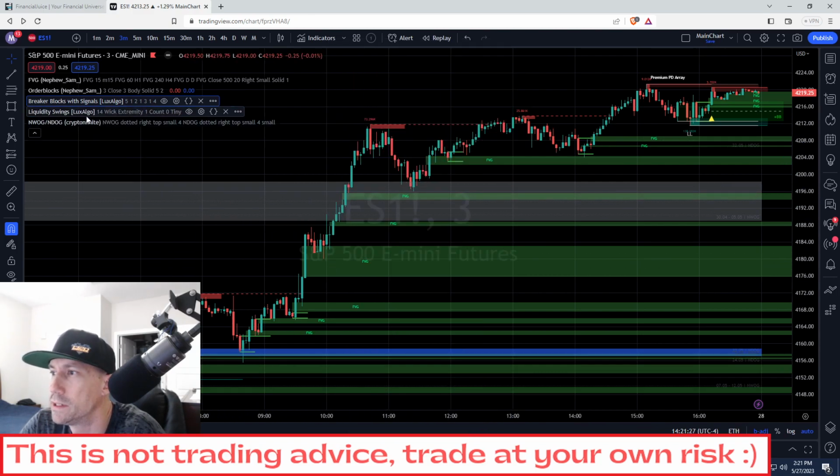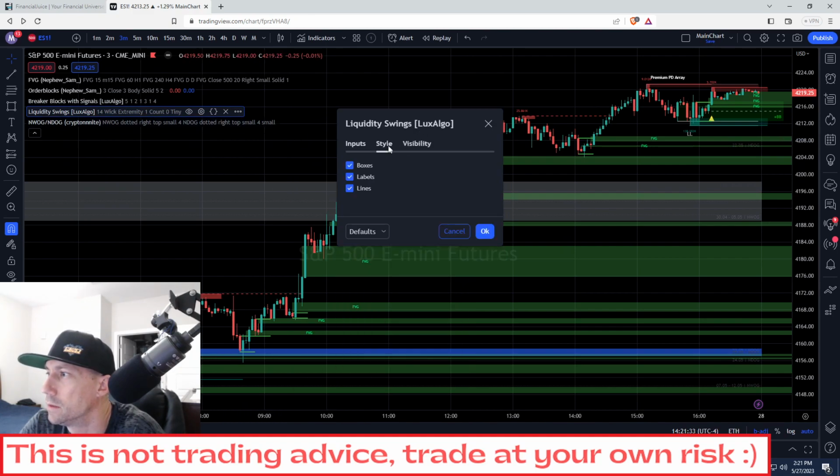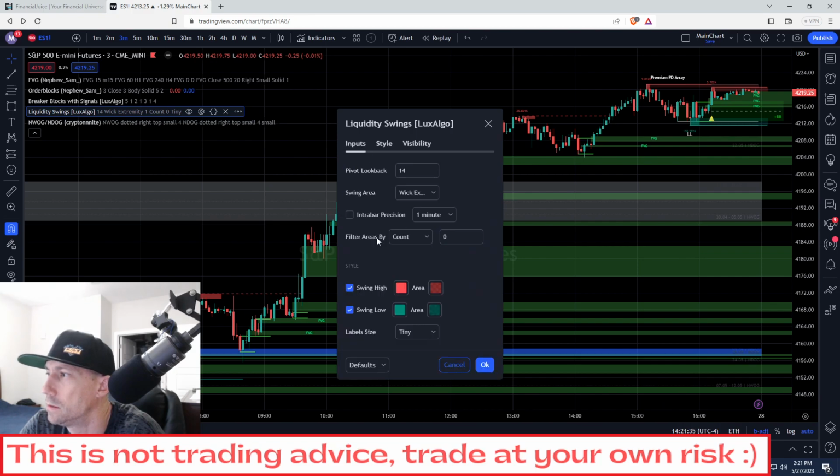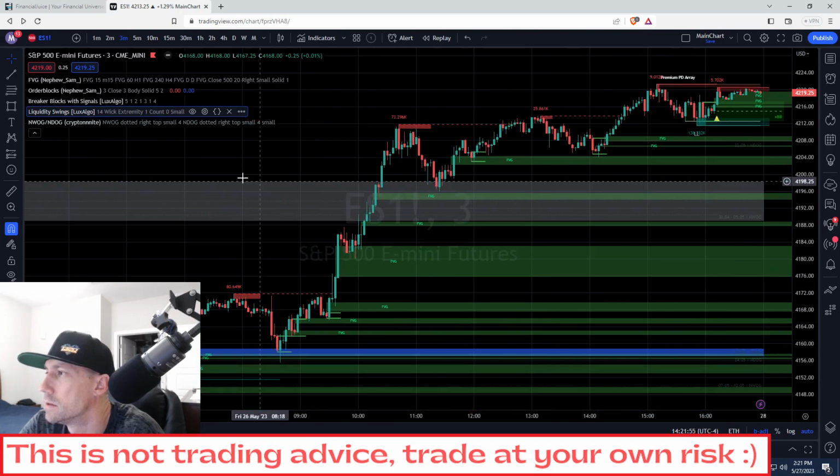And then liquidity swings by LuxAlgo. Just type in liquidity swings, and it's by LuxAlgo. There's the style, and these are the inputs. Like that. And labels are tiny. I guess I could do small. I don't know if it really matters. Not sure why that comes up with that number like that. I'll have to look into that.